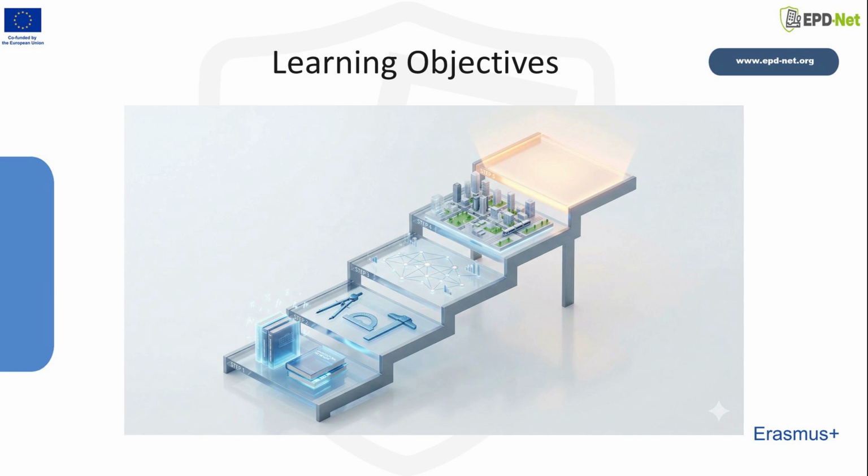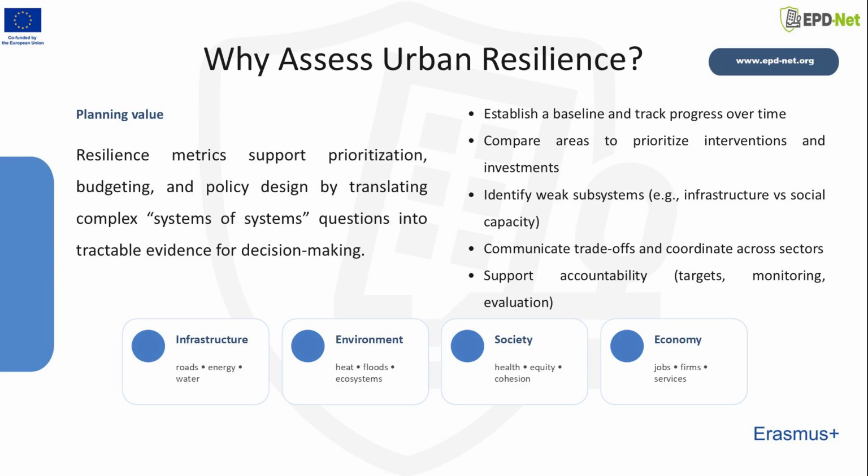These outcomes are cumulative. Students first learn the language of resilience, then the tools, then the analytical logic, and finally the planning relevance and ethical awareness needed to use these tools responsibly. Cities are complex systems of systems. Infrastructure networks, ecological processes, social conditions, governance arrangements, and economic activities all interact. Because of this complexity, resilience cannot be managed through intuition alone. Assessment helps translate complexity into tractable evidence for decision-making.